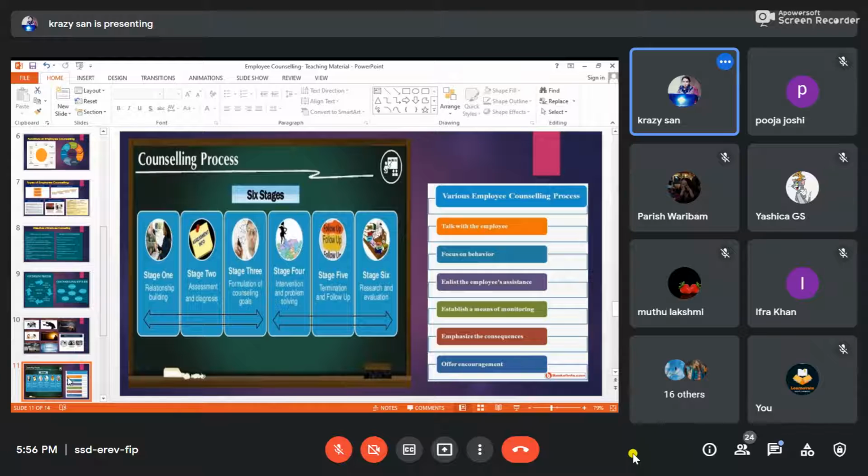So there are various employee counseling processes, like sometimes just sitting with your employee and talking to them, focusing on their behavior, enlisting the employee's assistance, establishing a means of monitoring, emphasizing the consequences, and offering encouragement. So a normal HR person should be able to understand these 6 things to evaluate whether the human resource of the organization needs counseling or not. So these basics come out of this.